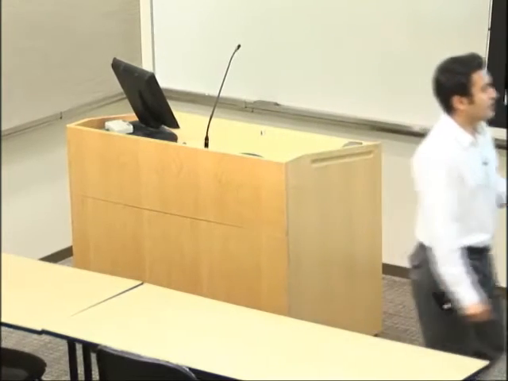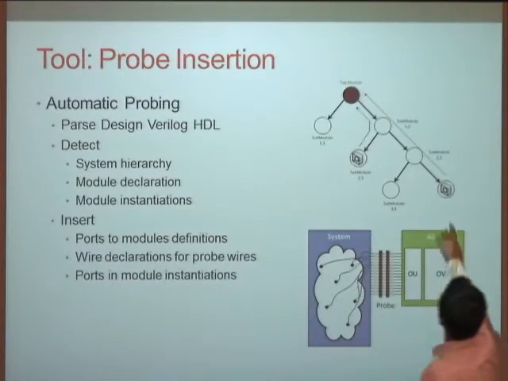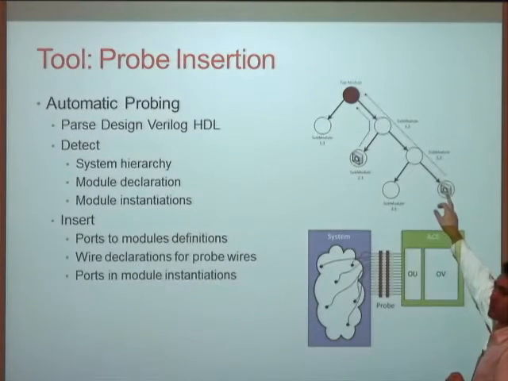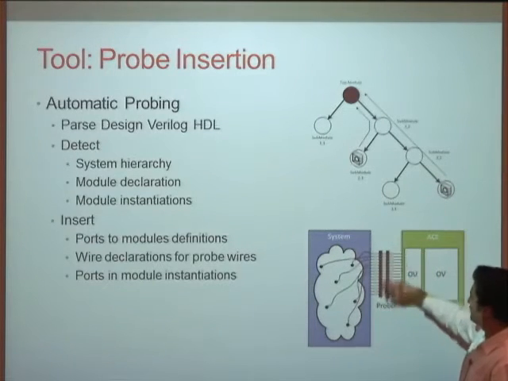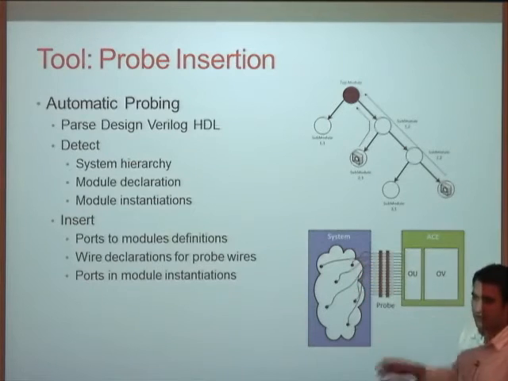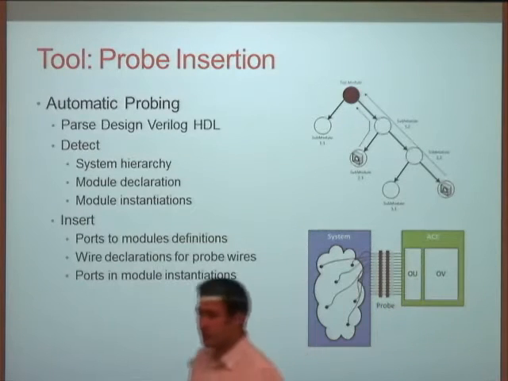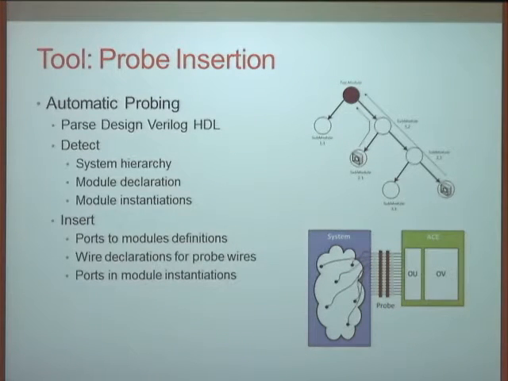So you can, for example, add a wire from this leaf node and route it to the top node so you can have a debug interface in your system. So instead of you going through your code, writing those wires and bringing them down, the tool will take care of that for you.